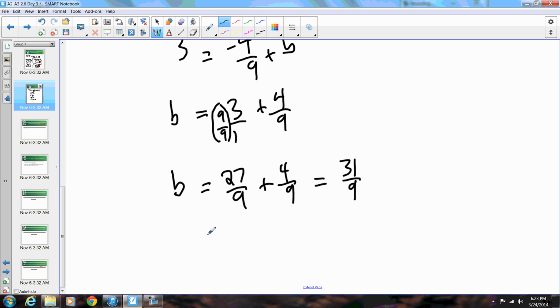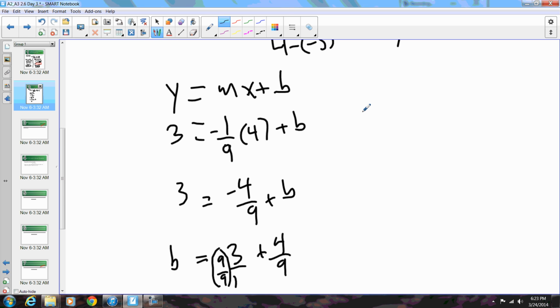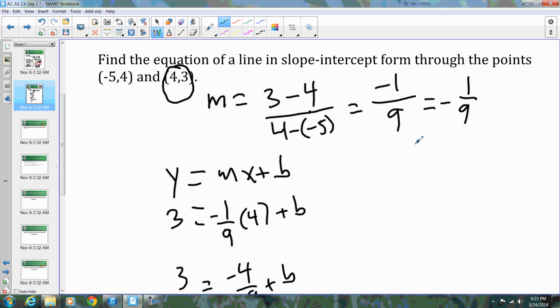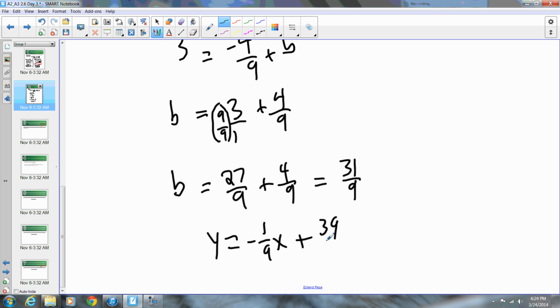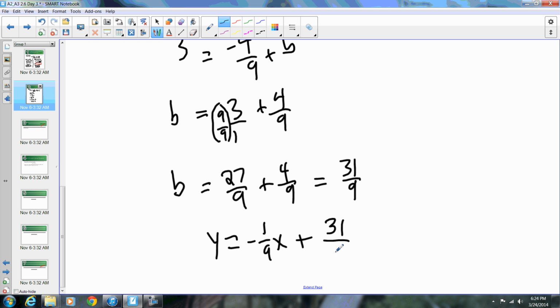So my final result, y is equal to the slope that I previously calculated, negative 1/9, up here. That's my slope. Negative 1/9 x plus 31 over 9. And I just wrote 39 over 9, and I don't know why I just did that. Okay. You guys are going to have my head for messing up twice here. Plus 31 over 9. Right. Okay, so that's my final answer.